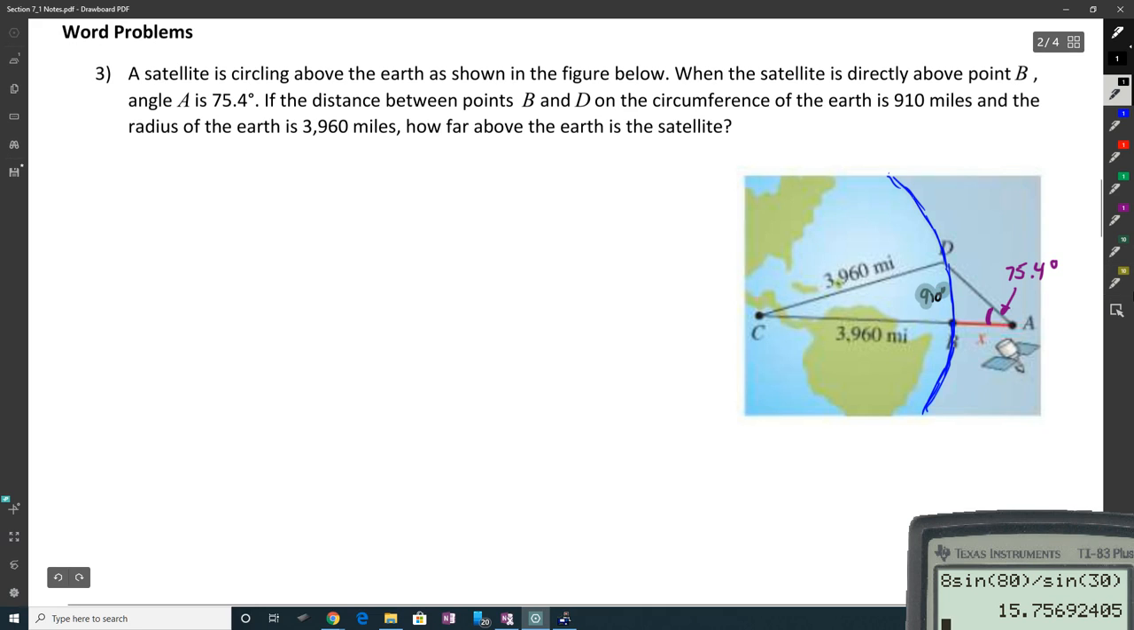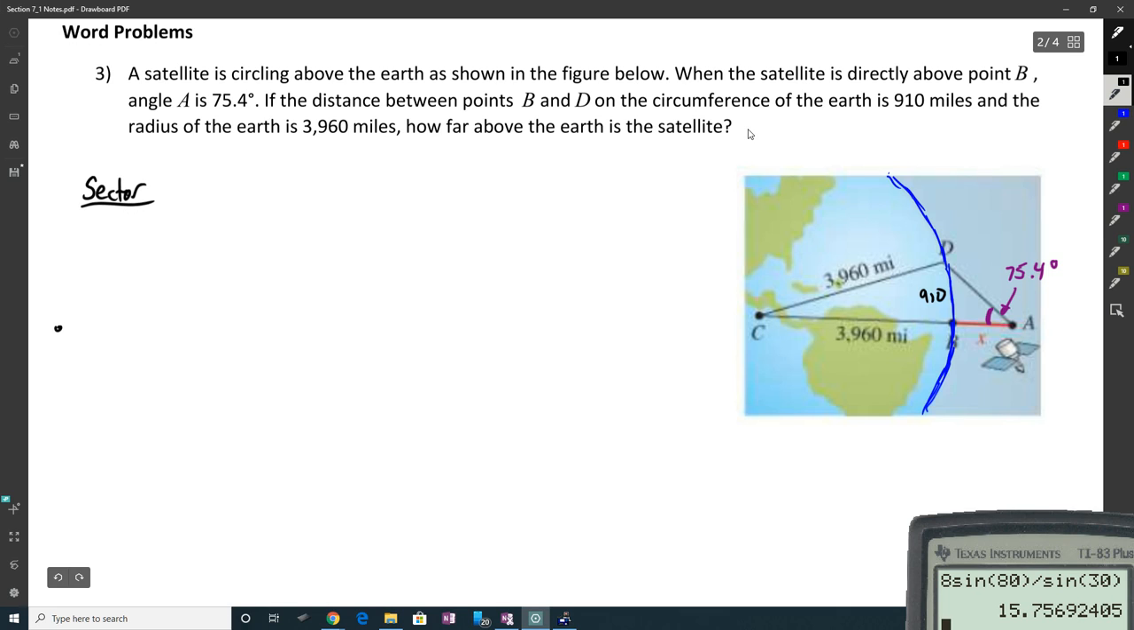why did I put degrees? I don't know. So this is 910. And the radius of the Earth is 3,960. How far above the Earth is the satellite? So one thing we need to know is we have to look at our sector.